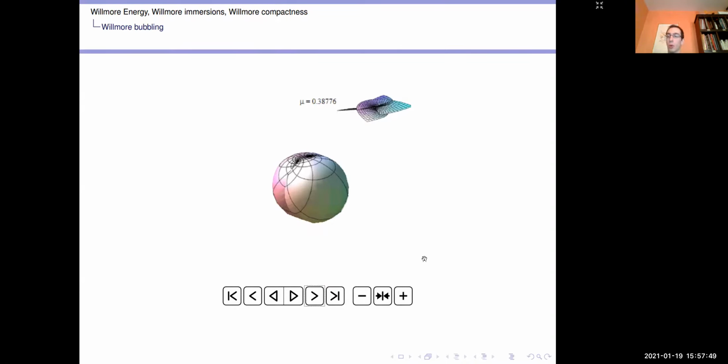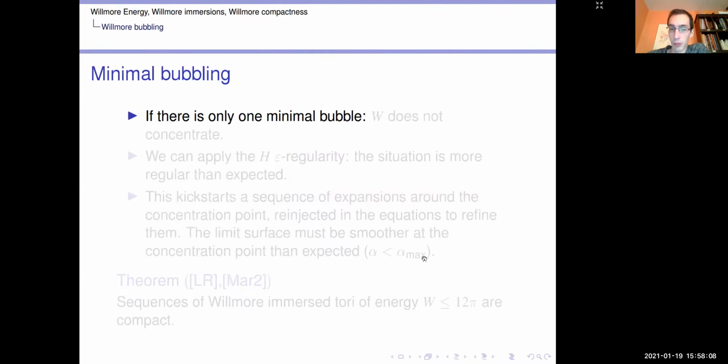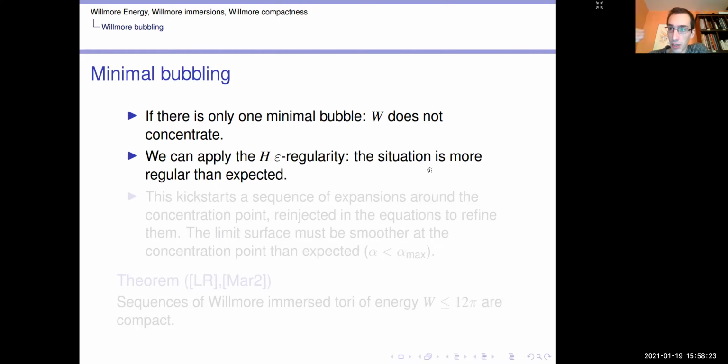Okay. So I've shown you that one could have some Willmore bubbling, and that this Willmore bubbling comes from the fact that we do not have regularity estimates, but only epsilon regularity estimates, because we need the smallness assumption on nabla n. Of course, the question is, since we have other epsilon regularity estimates, what happens when the bubbling is minimal? What happens if there is only one minimal bubble? That is, W does not concentrate. So nabla n concentrates, but not H nabla phi. So this means that I can apply the H epsilon regularity.